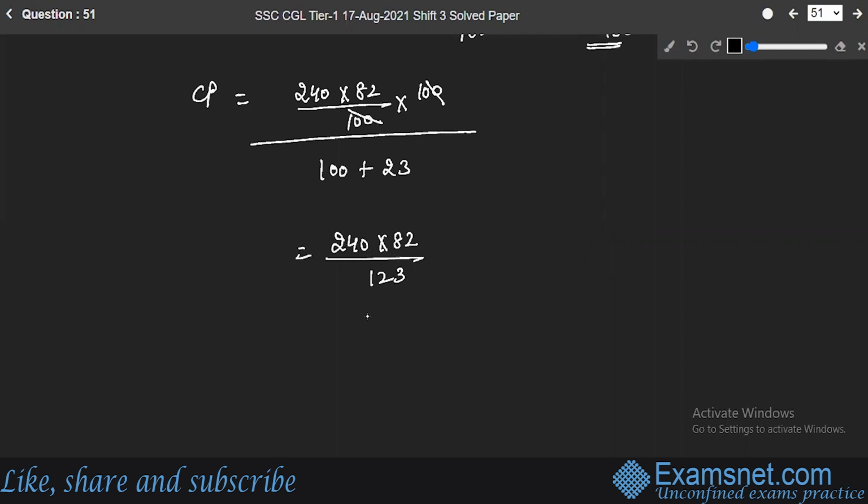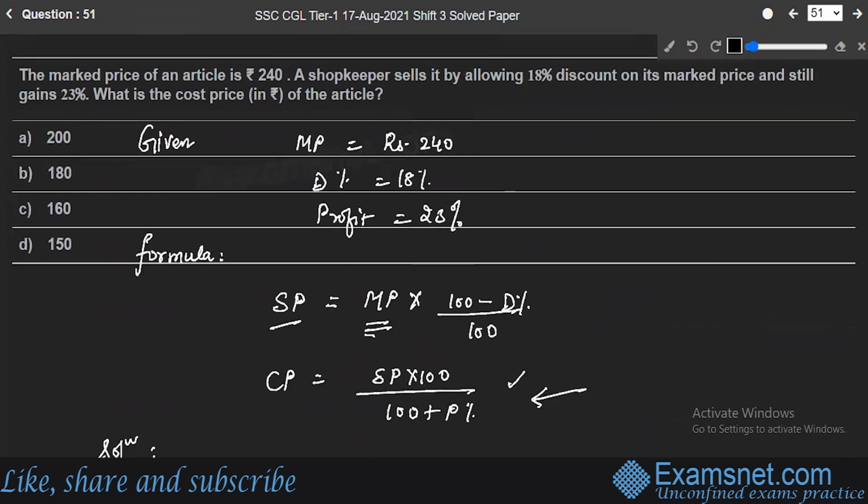Right? So they will cut at the table of 41. 41 twos are 82, 41 threes are 123, right? And this will cut at 80. So you have rupees 160 as the cost price of the article. Let's check. Option C is the correct answer to our question. Hope you are clear. Let's move to the next question.